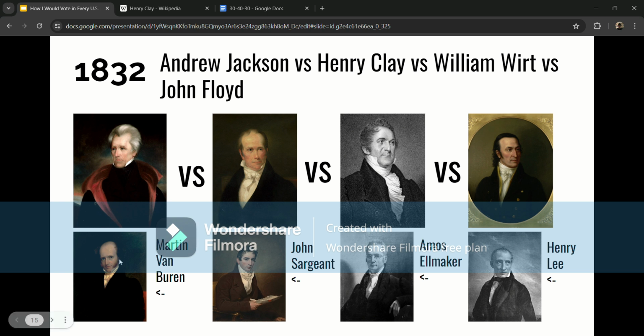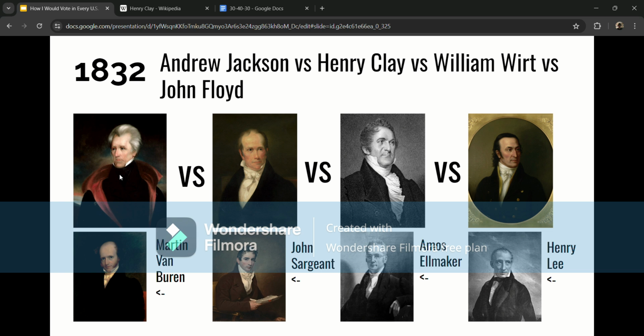I do like that John C. Calhoun has ditched Jackson and has now been replaced by Martin Van Buren, who at this point had been Jackson's Secretary of State, had been his minister to Britain, even though the Senate never approved, and had been a senator from New York. So he probably would have been from what I would have considered my neck of the woods, which I like.